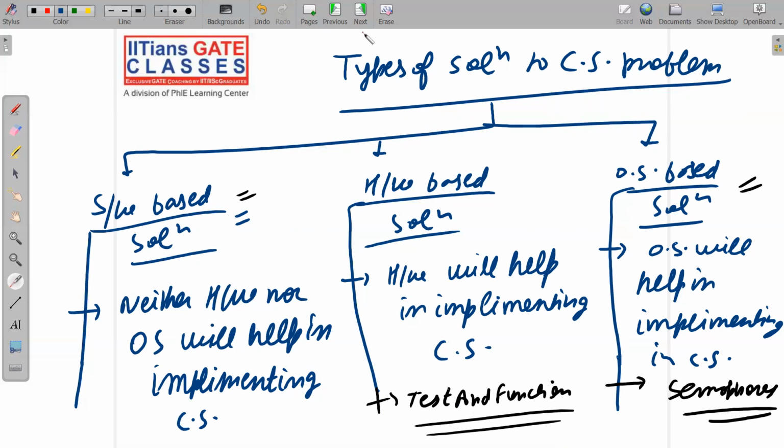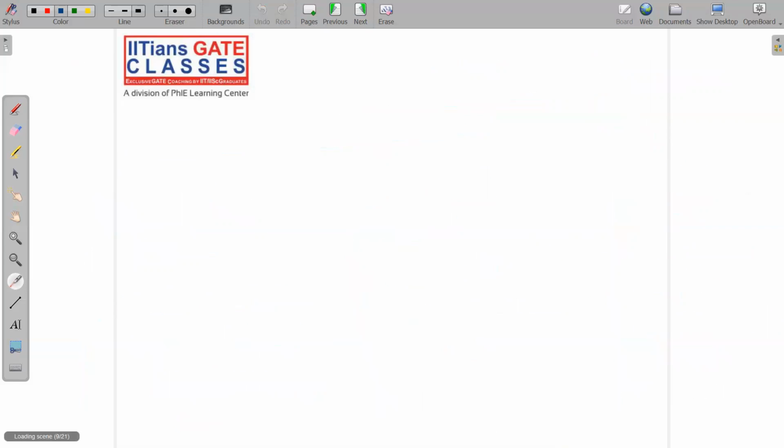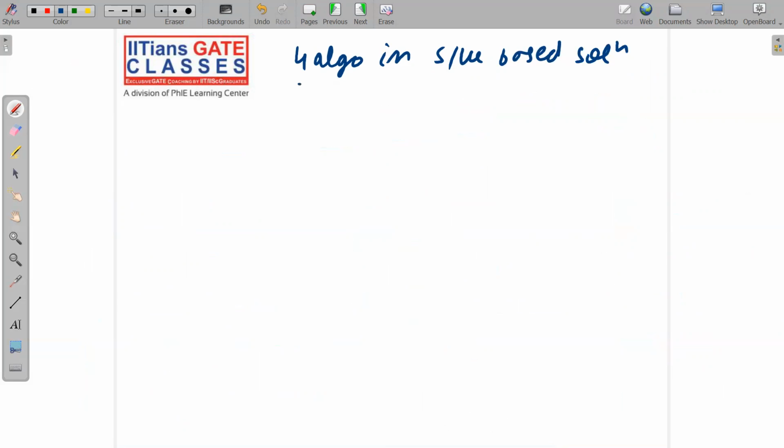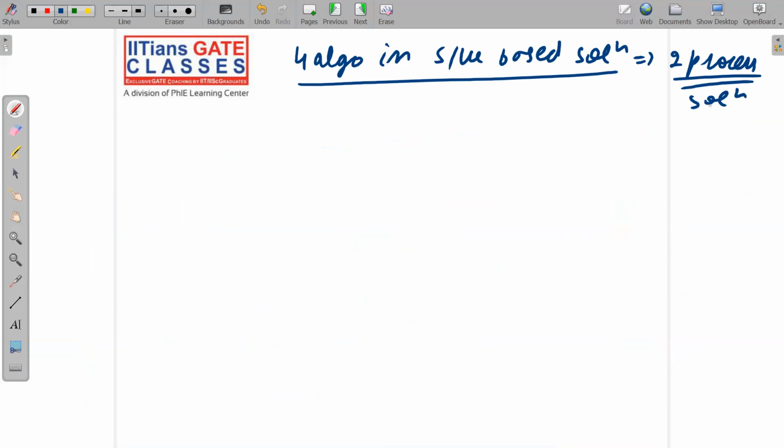Okay. Yes, so now let me tell you the software based solution. We will study four algorithms in software based solution, and all these algorithms will be for two process solution only. Of course, we have n processes solution also, but we will study that in an advanced course. Since it is a basic course, we will restrict ourselves to two process solution only.